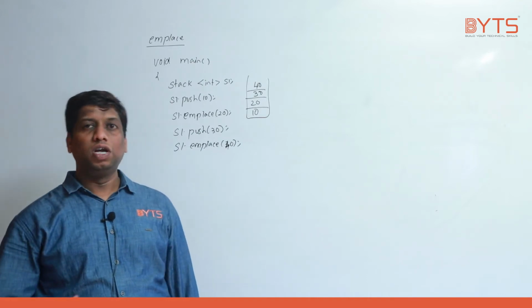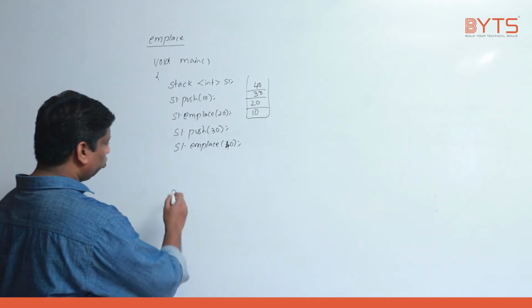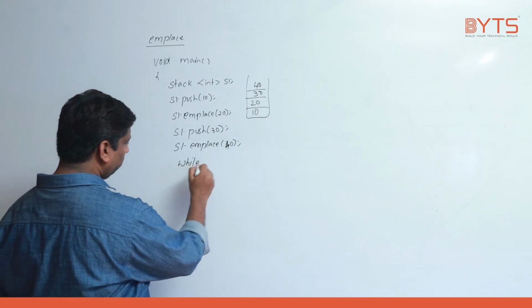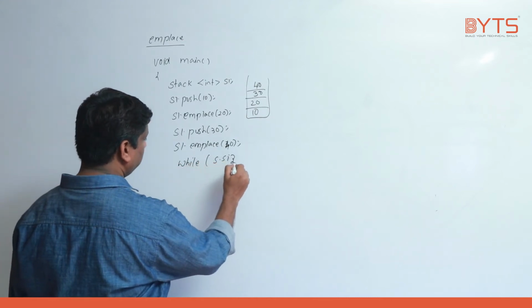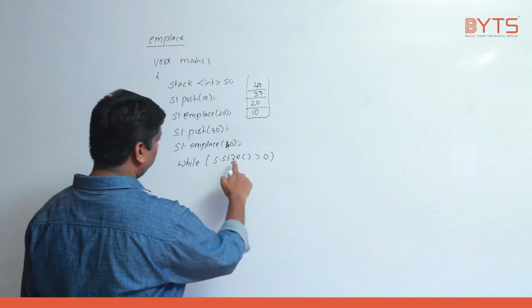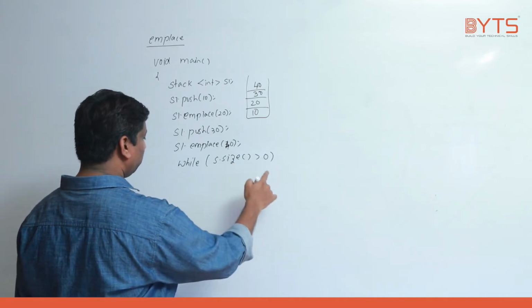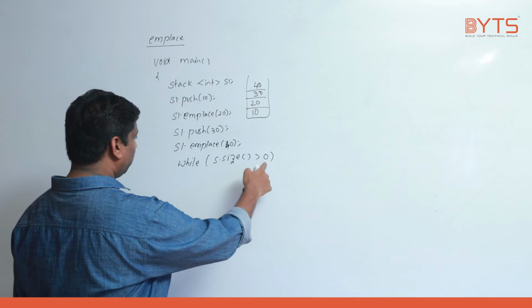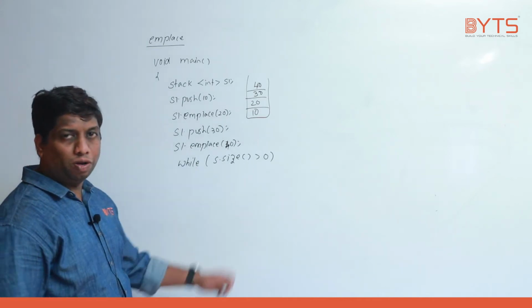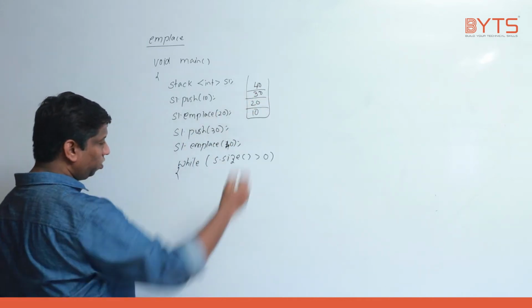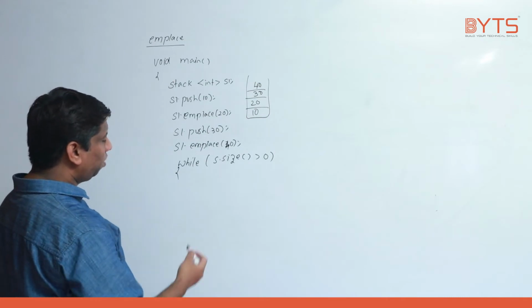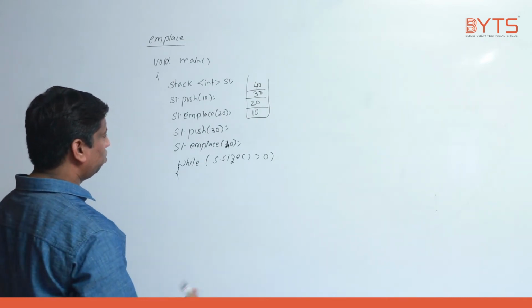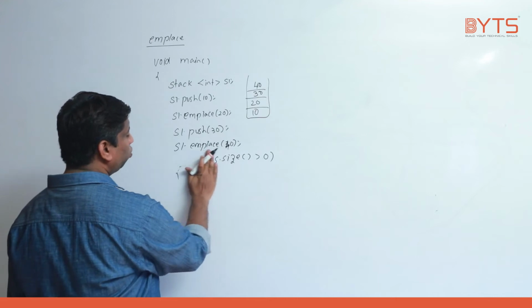Previously we used s.empty. We can use it like this also. While s.size greater than 0: 4 greater than 0, 3 greater than 0, 2 greater than 0, 1 greater than 0, 0 greater than 0 is false, so the loop will repeat 4 times. I hope this is very clear. But I need to decrement it, so I cannot write it like this. So what do I need to do?